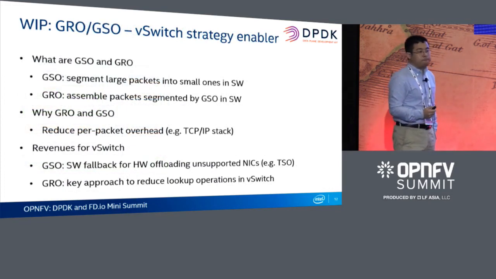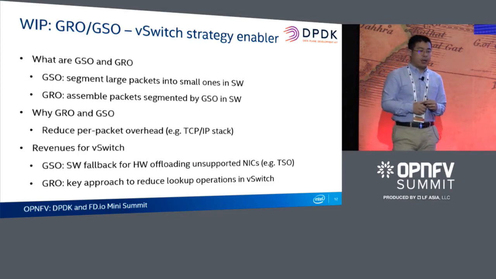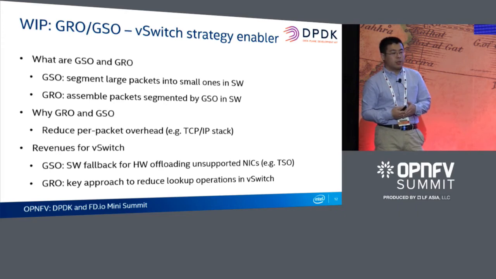The second one is GRO and GSO support. First, what is it? GSO is that you have a large packet, but the network can't transmit such a large packet, so you have to make it into small ones. A few hardware devices support this function, but not all of them. So GSO is a software approach to disassemble the packet into small ones, and in reverse, GRO assembles the packet segments purely in software. These are all software libraries.